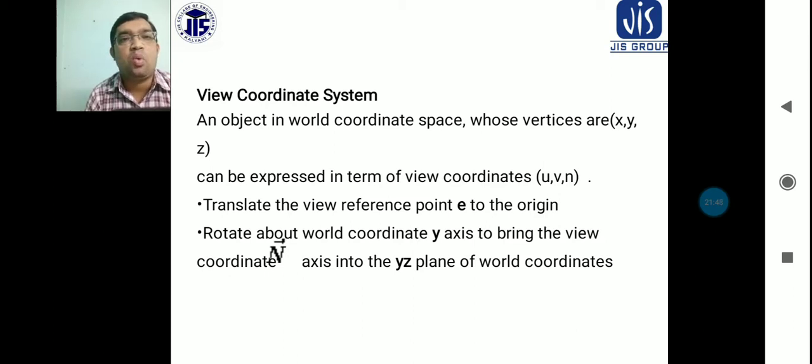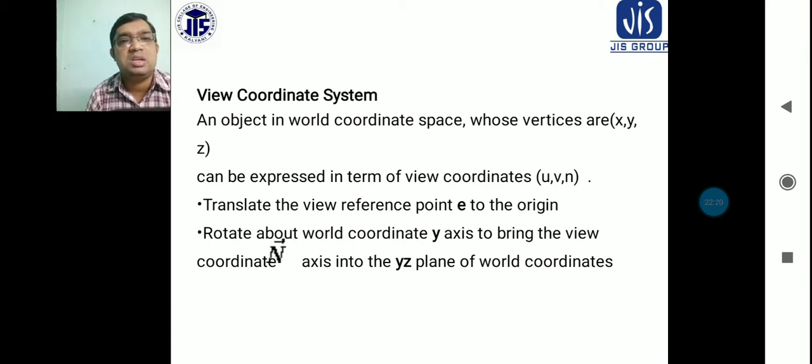An object in world coordinate space has vertices x, y, z. A vertex x, y, z can be expressed in terms of view coordinates u, v, n. First, translate the view reference point e to the origin, so the vertex can be expressed in terms of the view coordinates u, v, n.